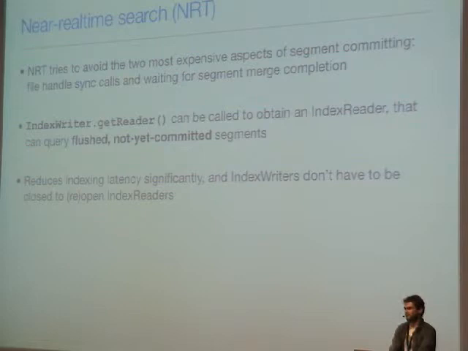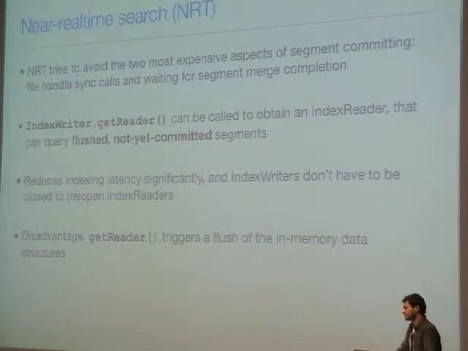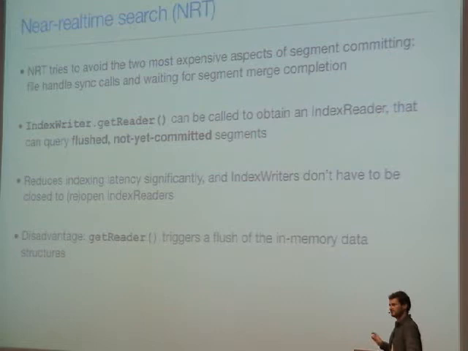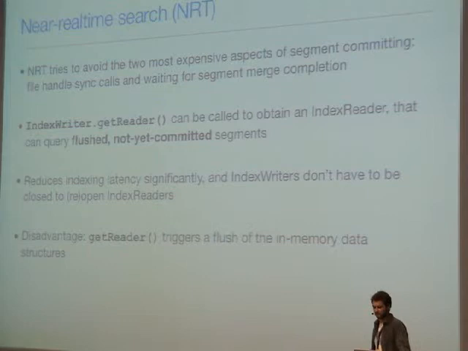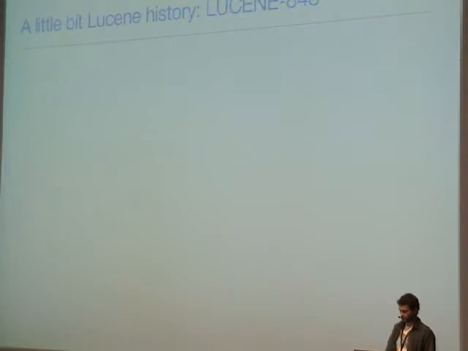But there is a big disadvantage, and the disadvantage is that the getReader call implicitly triggers a flush of the in-memory structures to disk. So every time you call it, Lucene flushes everything it has in memory to the physical disk, which is also expensive. To give you an idea how expensive this is, I'll go into a little bit of Lucene history.